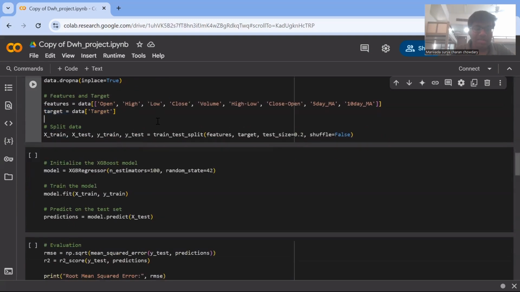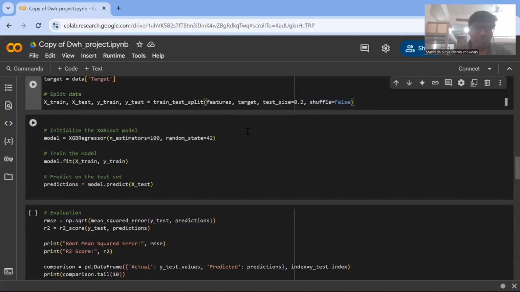Now let us split the data set. We have used train_test_split to divide the data set into two parts, one is the testing data set and one is the training data set. Here we have passed test size as 0.2. That means 20% testing data set and 80% training data set. And we have passed shuffle equal to False. That means here we are considering stock market data, as it is time sequence data, chronological ordering is mandatory. To that end, we have passed shuffle equal to False.